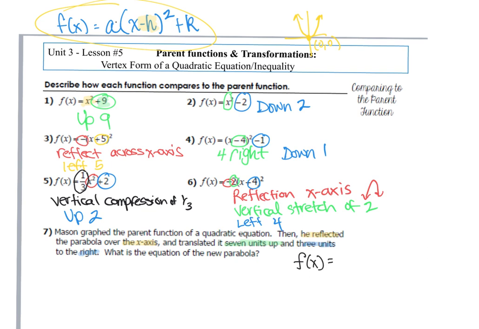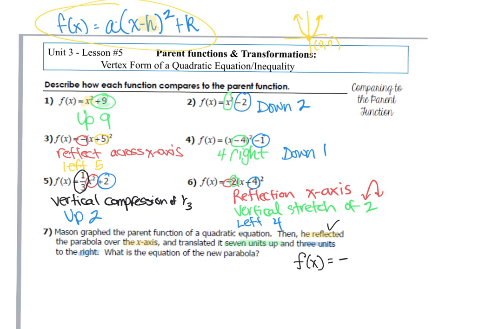Now, if I'm working left to right, it says reflected the parabola over the x-axis. Whenever we are reflected, arrows are going down, we're leading with a negative sign. So that takes care of being reflected over the x-axis. Translated 7 units up and 3 units to the right.